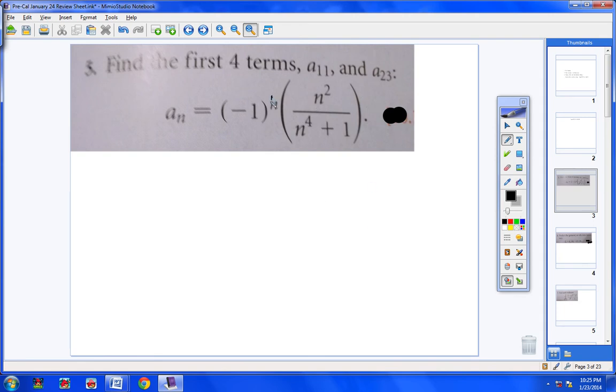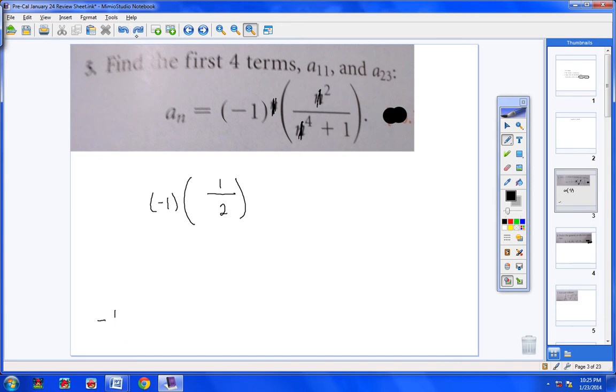So I'm going to put a 4 right here. I'm going to put a 4 right here. And excuse me, that is incorrect, and I apologize. We're finding the first 4 terms. We're going to put a 1 here, and a 1 here, and a 1 here. Negative 1 to the 1 power is negative 1. Negative 1 to the 2nd power is 1. 1 to the 4th power is 1, plus 1 is 2. So we have negative 1 times 1/2, so my first term is negative 1/2.